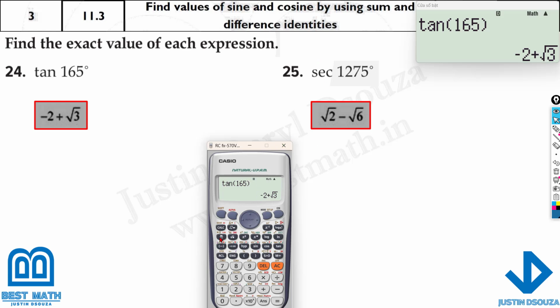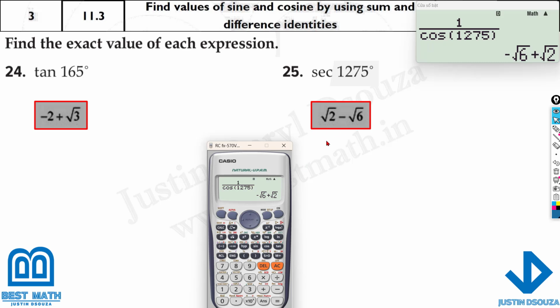But what about secant? Secant is 1 by cosine. That is reciprocal identities, isn't it? 1 by cosine is secant and 1 by sine is cosecant. So I'll write 1 by cosine, 1275 degrees. And the answer is negative root 6 plus root 2. Or you can have it as root 2 minus root 6. So you might have this in your answers or options. So don't be worried if this is not there. Don't think, oh, this is not there in the exam. No, this is absolutely there, but it's just rearranged.